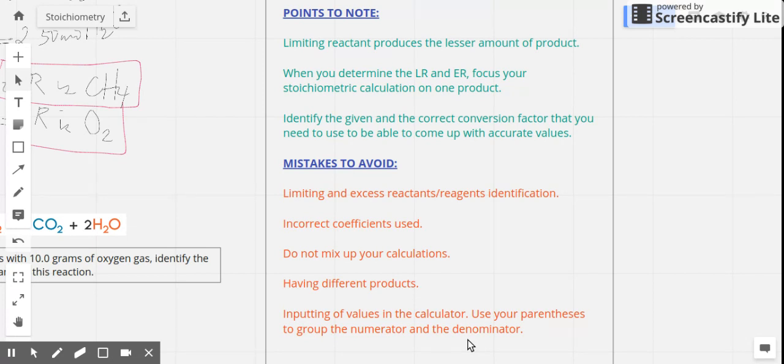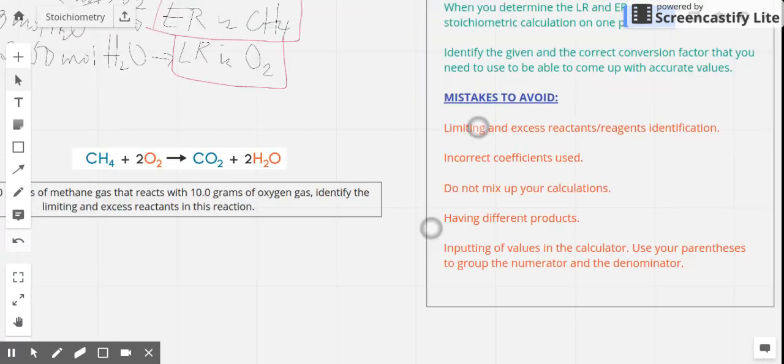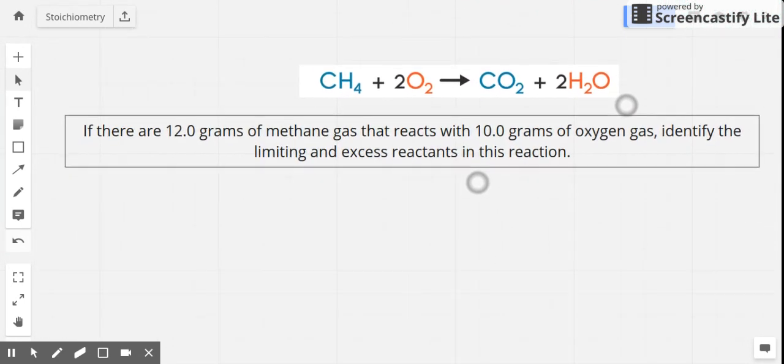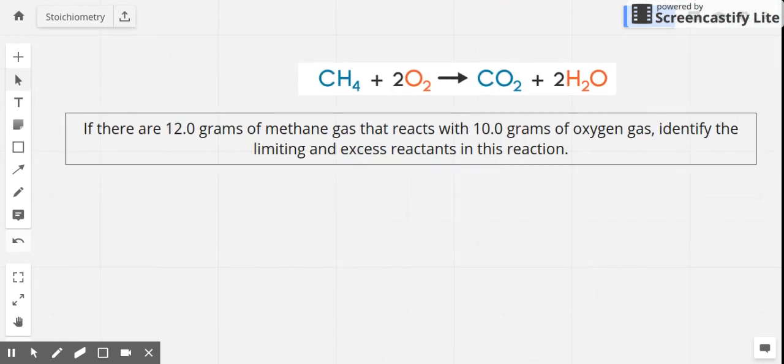So to apply all these points to note and mistakes to avoid in the previous lecture on identifying ER and LR, I want to leave this to you. This problem is about methane, the combustion of methane gas producing CO2 and water. I want you to solve this particular problem. You have 12 grams of methane gas and 10 grams of O2 gas. You tell me what's the limiting and excess reactant by providing a very detailed justification of your answer.